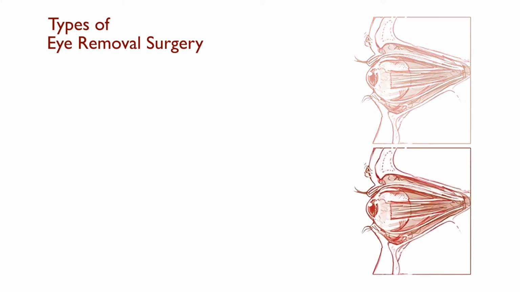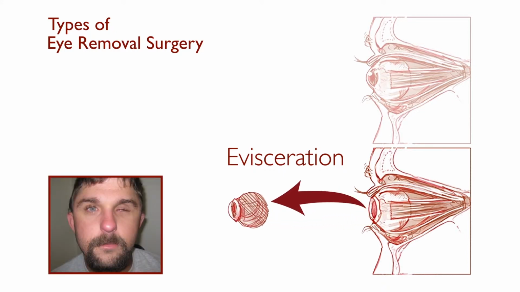Now we'll take a look at how these normal structures are changed in eye removal surgery, with what they're replaced, and how they appear after surgery. The first surgery we'll discuss is called evisceration. Evisceration is the removal of only the inside of the eye. Like removing the pulp of a pumpkin, the shell remains. The entire contents of the eyeball are removed, usually in one piece.